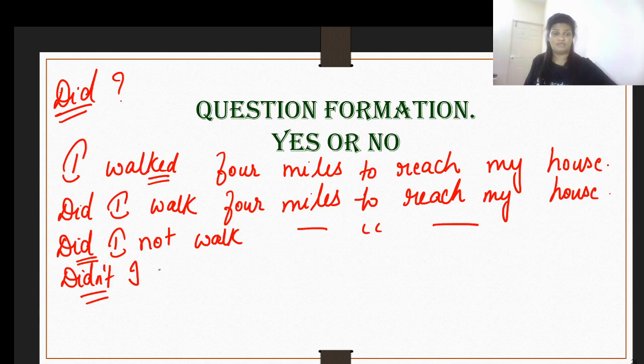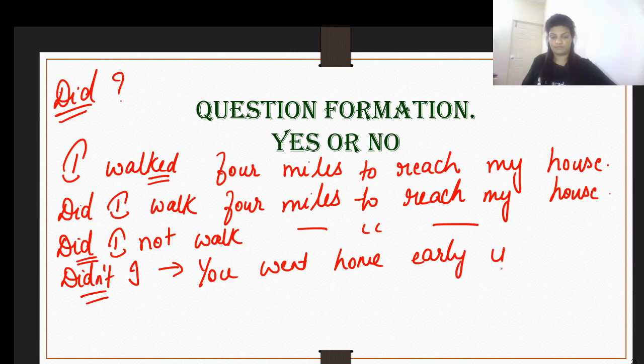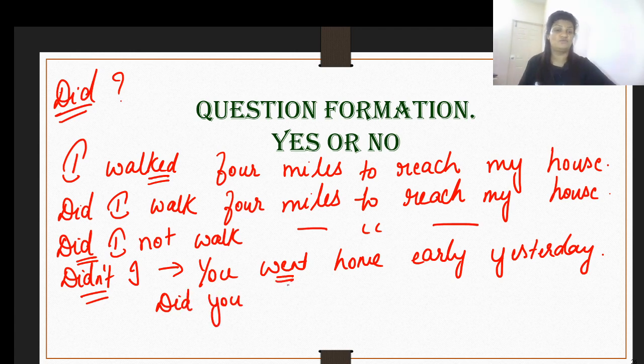The next example is with you. You went home early yesterday. Now this needs to be converted into a question. First of all, an affirmative question. So you will have to bring in the word did and your subject is you. Did you? What is the root verb of went? It is go. Therefore, did you go home early yesterday?